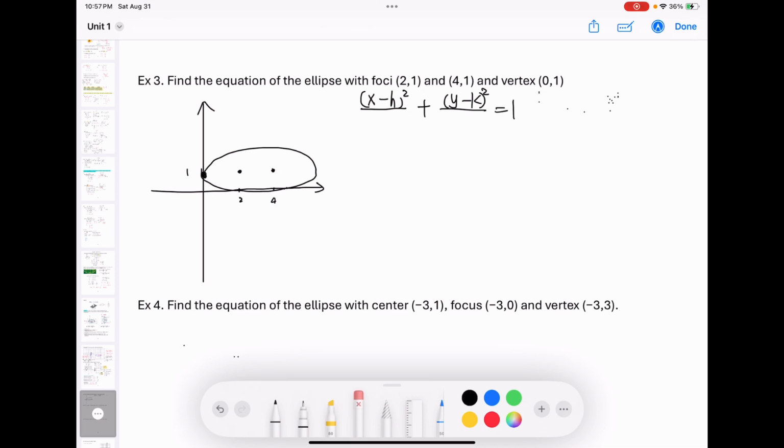And let me erase this. And where are the a and b? So a is under the x part, a squared, and b squared is under the y. So we put y here.